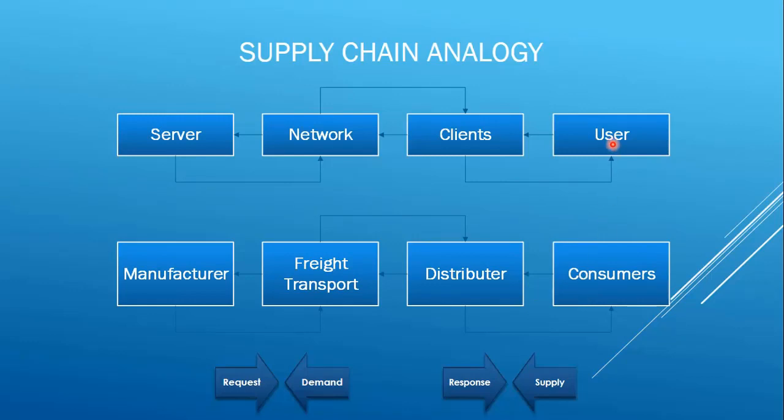Similarly, take another example of a user requesting a web page on his computer, that is a client device. Using a web browser as a client program, the request is sent to the server through the network. The server processes the request, fetches the requested web page and sends it back to the web browser. The web browser displays the web page to the user. So we developed this supply chain client-server analogy where manufacturers and servers are the providers of the resources and users and consumers are the final consumers of the resources.